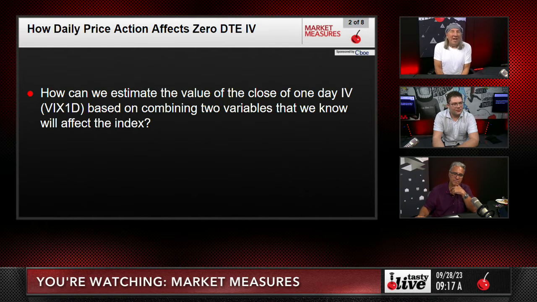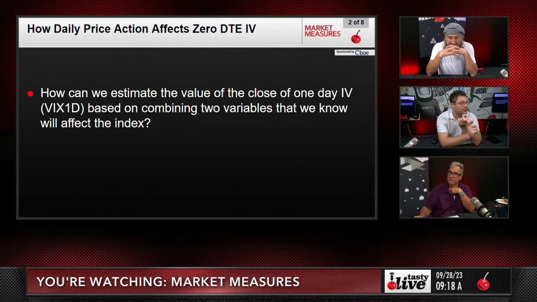So how can we estimate the value of the close of 1-day implied volatility based on combining 2 variables that we know will affect the index? Where are you going with this? So we know of a couple things that affect volatility. On a 30-day basis, it's really direction. That's the biggest thing. And also, depending on how big the down move is, that's how much volatility will go up on a 30-day basis. But 1-day volatility isn't affected the same way by price direction as 30-day volatility.